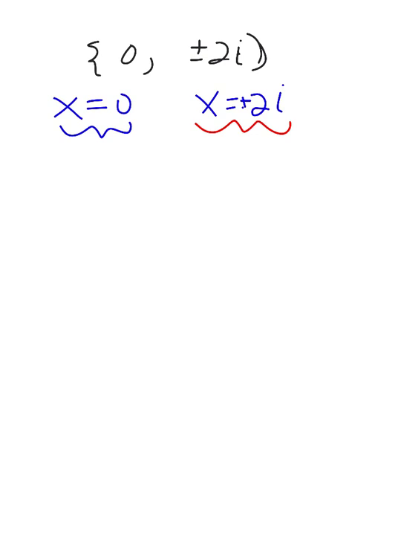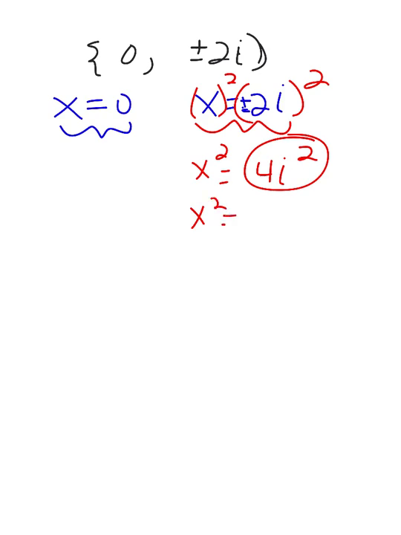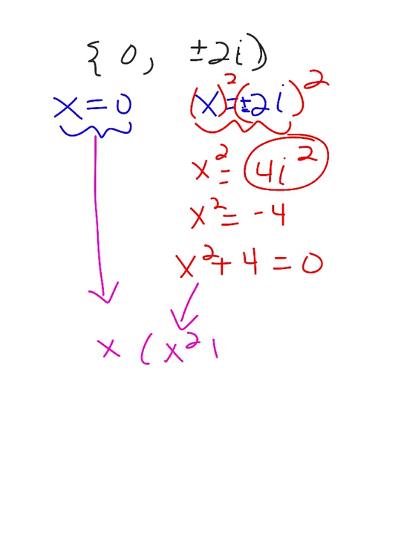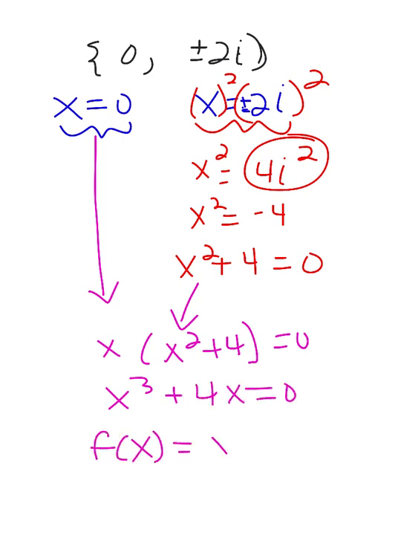So to get rid of the i, I'm going to square both sides. So I square the right side and I square the left side. So I get x squared equals, when you square plus minus, it just becomes plus, 4i squared. 4i squared becomes negative 4. So I add 4 to both sides and I get x squared plus 4 equals 0. All right, so now I have to take x and multiply that by x squared plus 4. So I have x cubed plus 4x equals 0. It has to be equal to 0, or you have to equal it to f of x. One of those. If you don't, I'll take off for that.